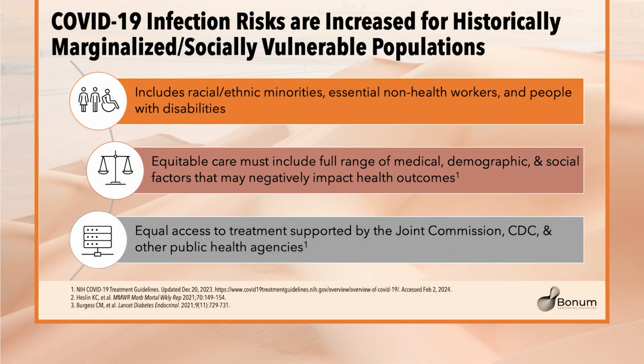Well, disparities exist at multiple levels, including race and ethnicity, worker status, like essential non-health workers, and disability status. Tackling equitable care requires a full range of factors impacting health outcomes like medical access, demographic, and social factors. Public health and federal agencies want to ensure equal access to care, such as the Joint Commission, the CDC, and more. But it's true, like you said, disparities in racial and ethnic COVID-19 health outcomes do exist.